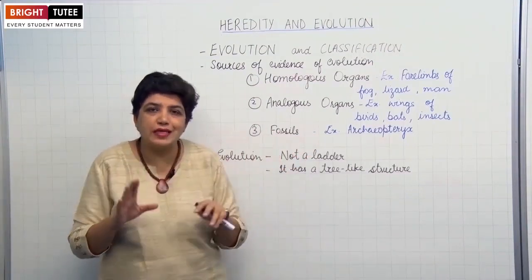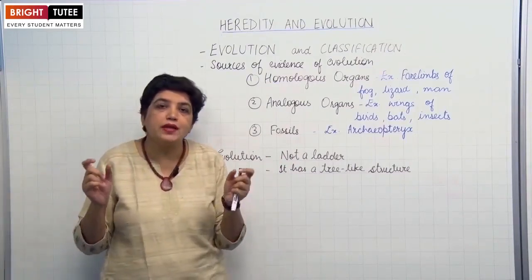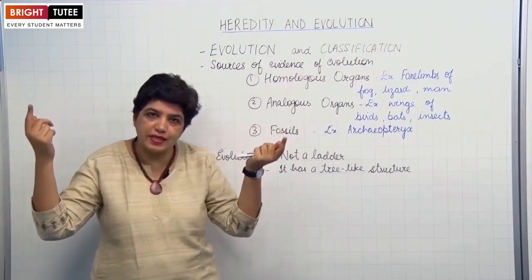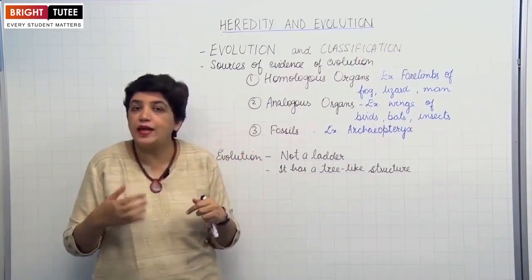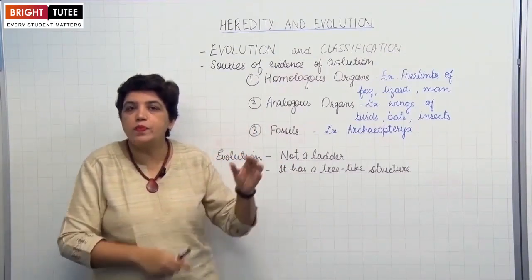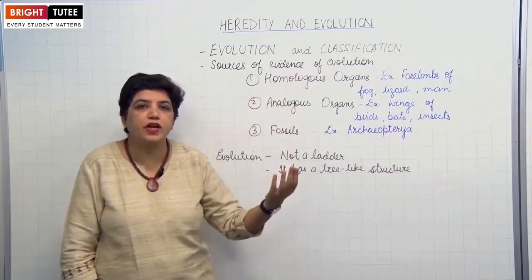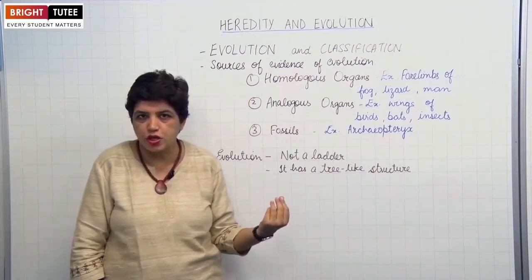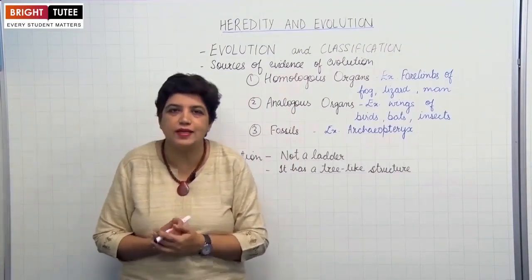If organisms are placed under two different groups, it suggests that they developed from two different ancestors. And if they have the same characters, that means they developed from a single ancestor, but they adapted different variations, different features. So this way, evolution and classification are actually related.